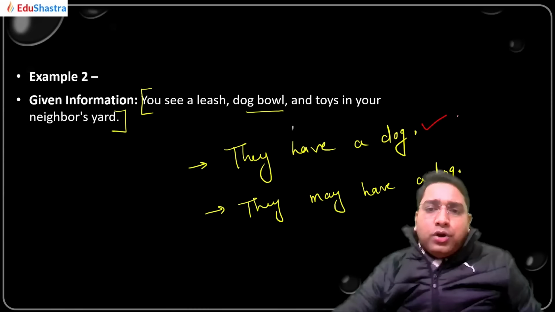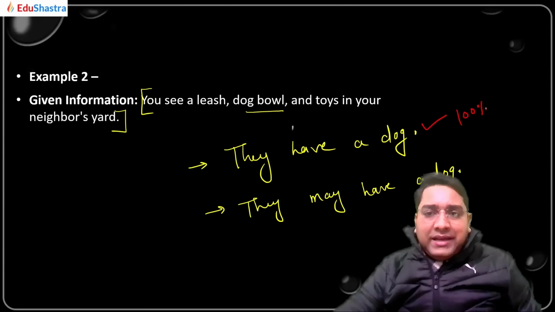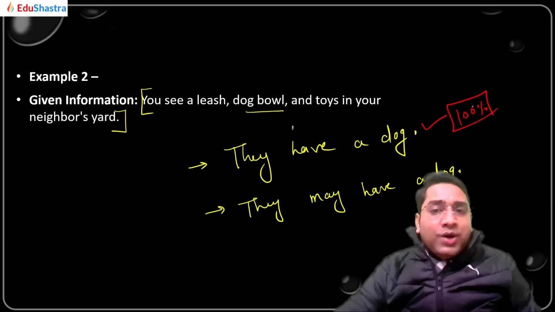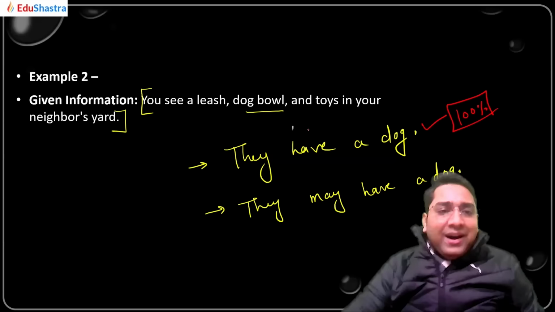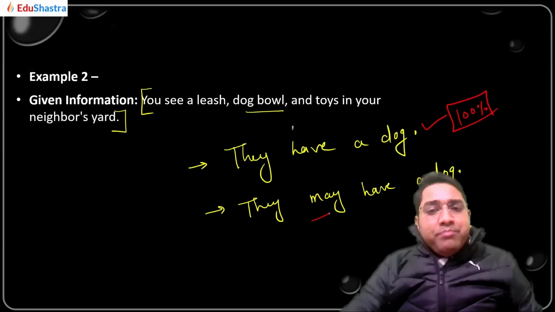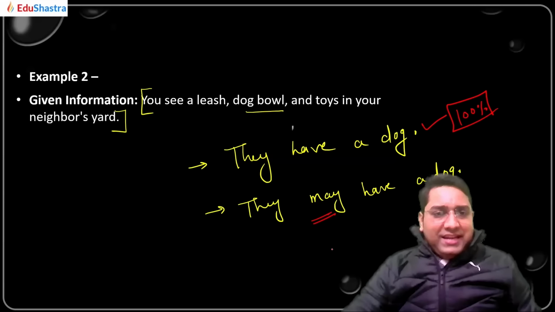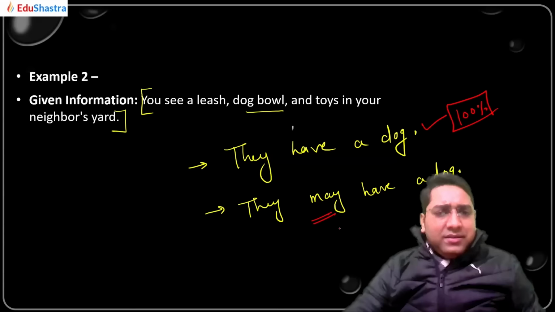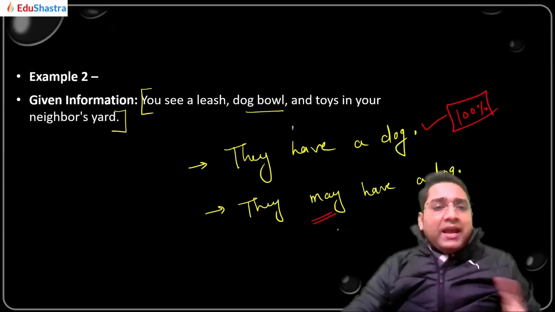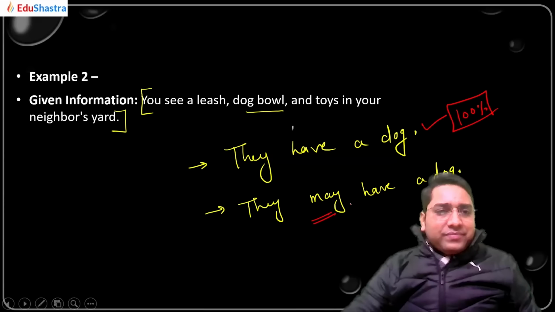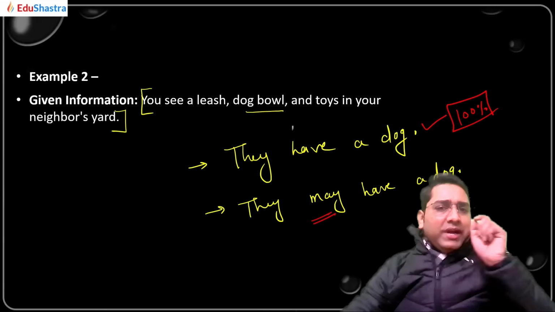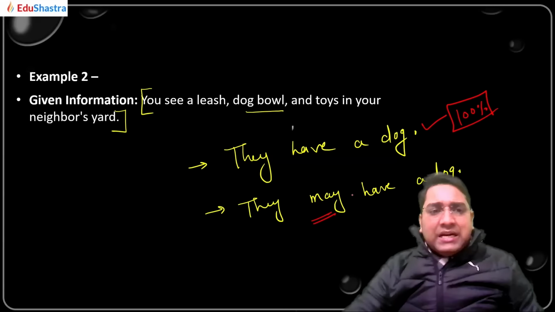So please focus on what I was trying to say. If you say they have a dog, you are being very certain. Like 100% they have a dog. But you cannot say this. Why? Because you do not have any other data. They may have a dog. Right? They may have a dog. May, might. Correct? Because there are n number of possibilities. Are you getting the subtlety of this topic? Please answer me. And it is very interesting.